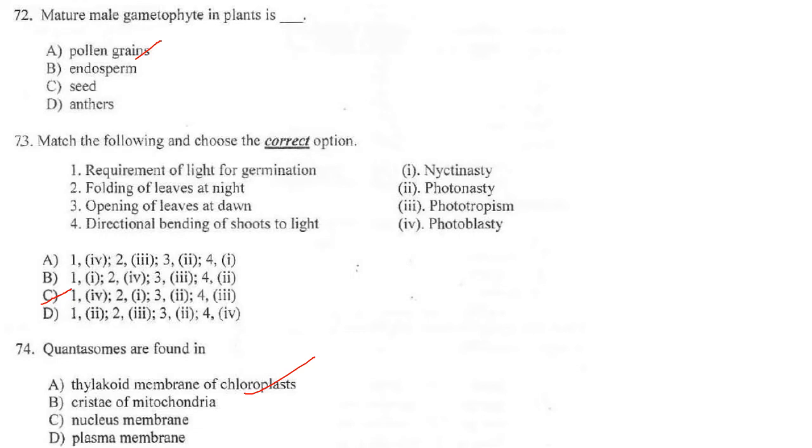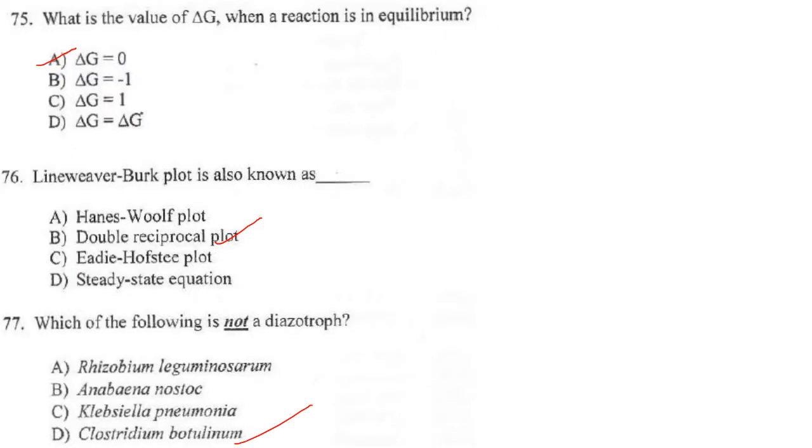14213243. Then quantosomes, they are found in the thylakoid membrane of chloroplast. Answer is option A. Then what is the value of delta G when the reaction is at equilibrium?